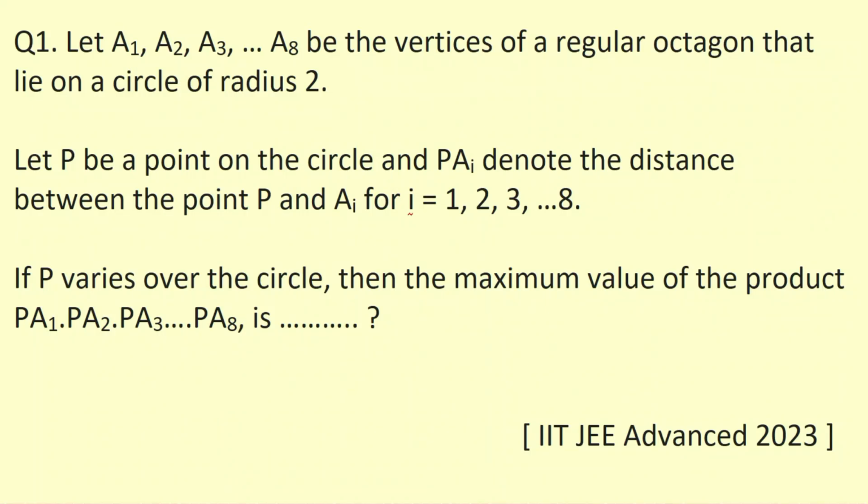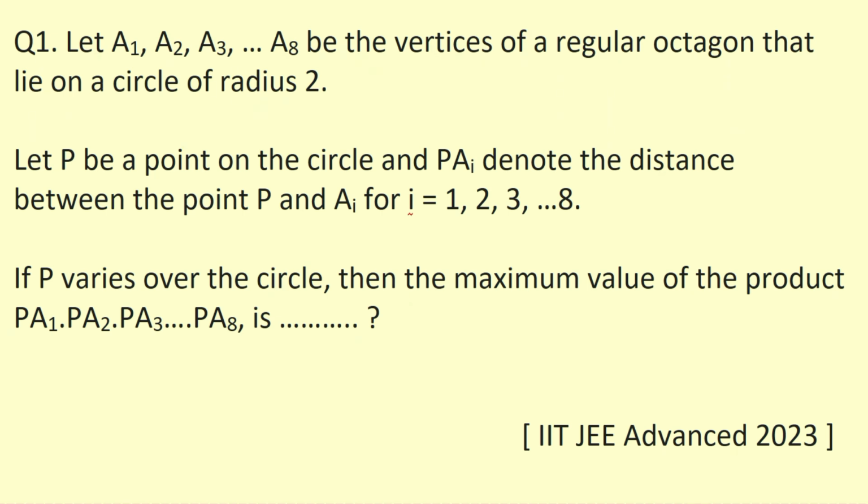Hello students, here's a question from JEE Advanced 2023 which says: A1, A2, A3 up to A8 are the vertices of a regular octagon that lie on a circle of radius 2. If P is another point on the circle, then what is the maximum value of the product PA1 into PA2 into PA3 up to PA8?